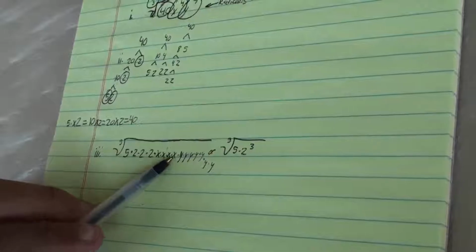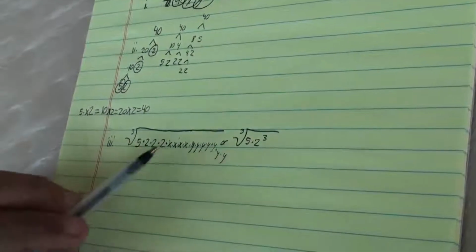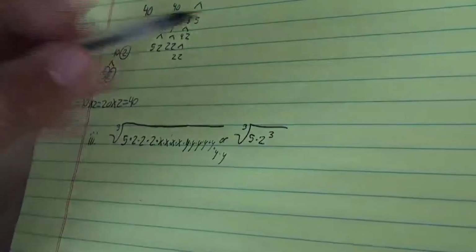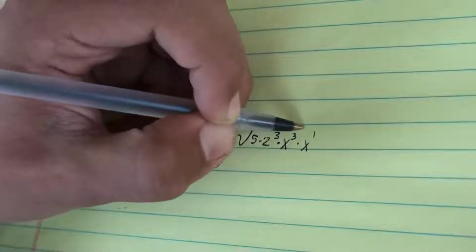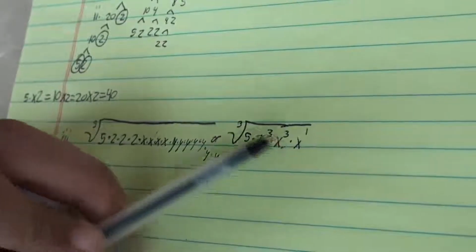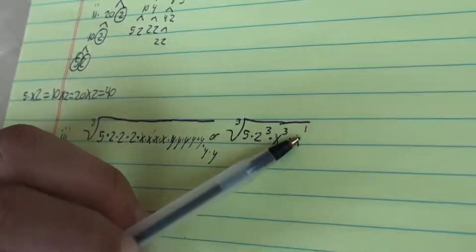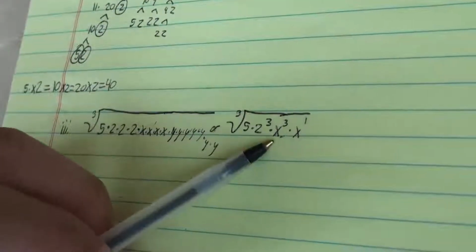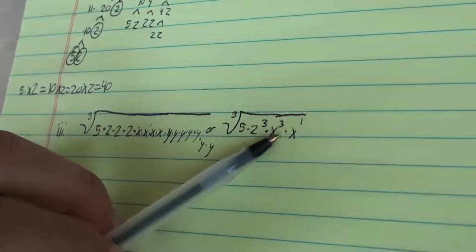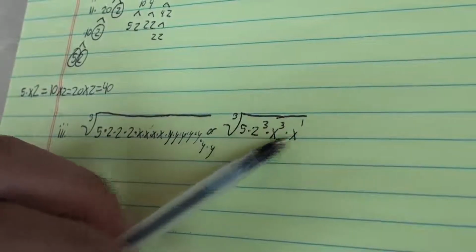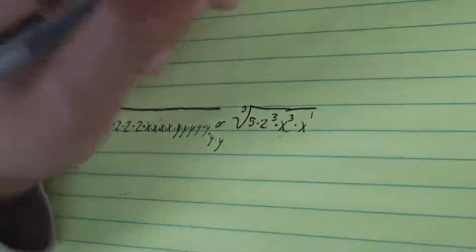So 7 y's will be established, and 4 x's. We can use one of these x's and it can become x cubed and x to the 1st. I'll explain why we did this. Because x cubed multiplied by x to the 1st, when we're multiplying exponents with exponents, we add the exponents.